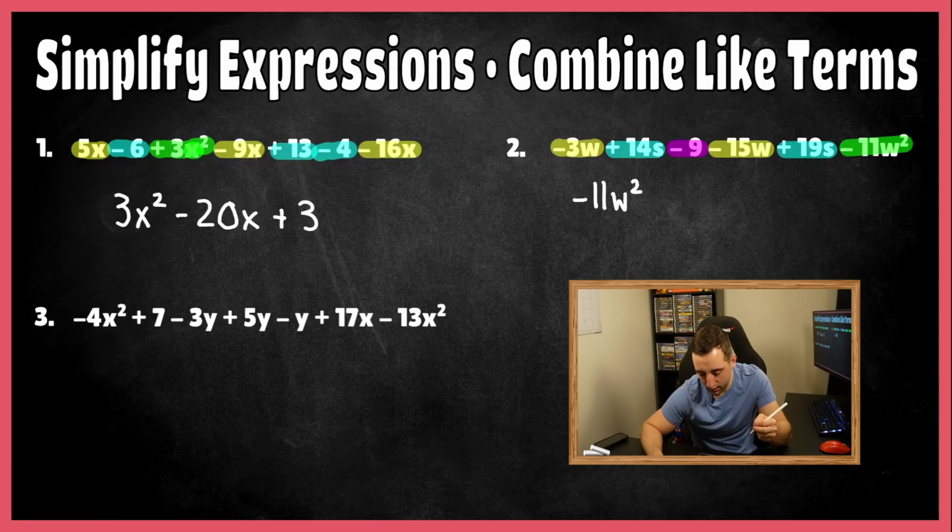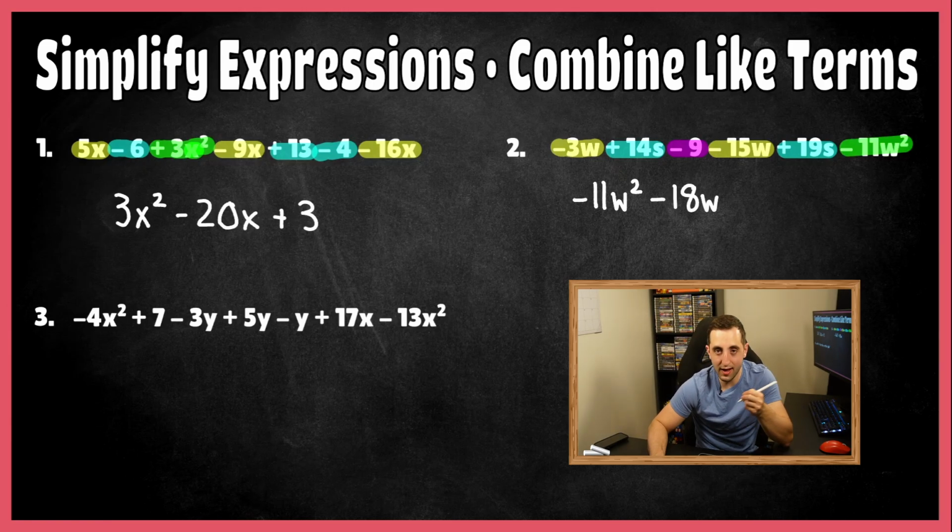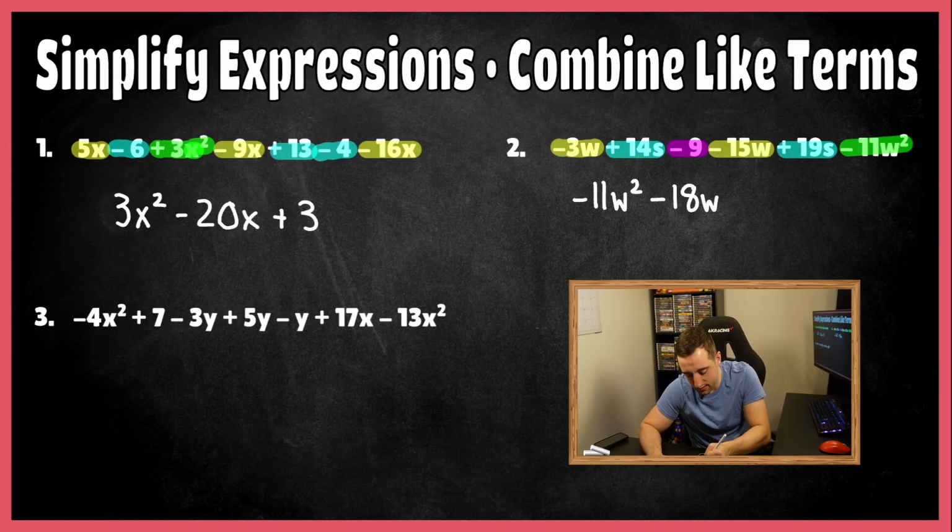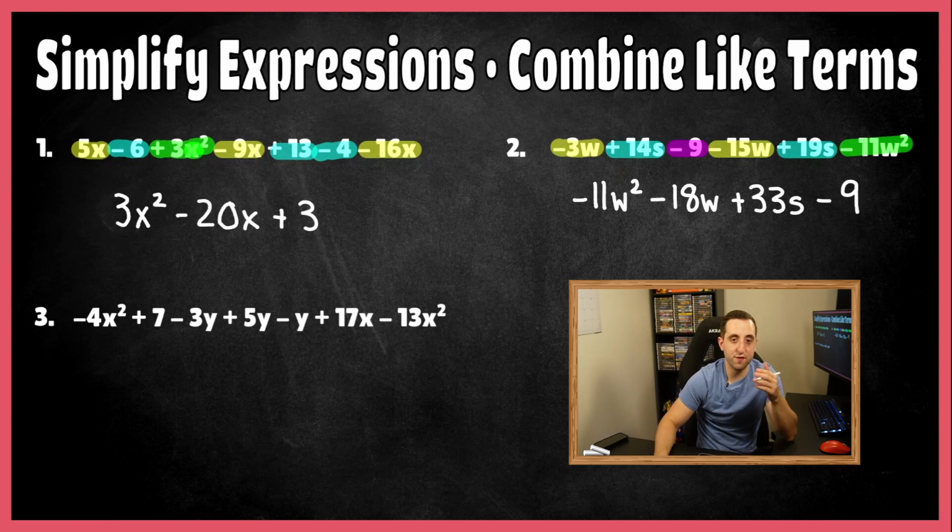So we have negative 3 minus 15, which is negative 18w or minus 18w. And then I'm going to make my way over to combining the s's together. So positive 14 plus 19 is going to give us plus 33s. And then we just have a constant all by itself that we'll tack on at the very end, which is minus 9. And now this is fully simplified.